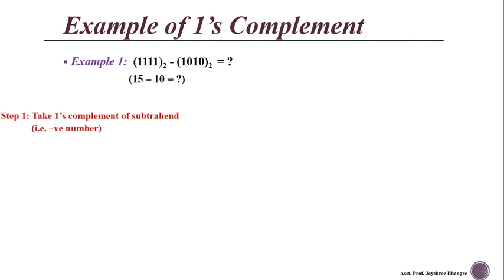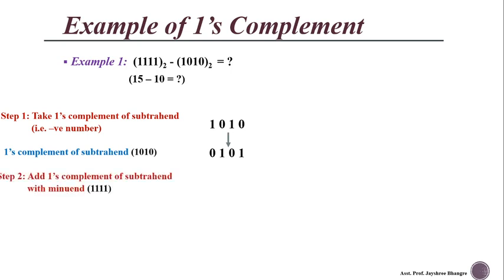So first step is to take the one's complement of the subtrahend, that is the negative number, which is 1010. Its one's complement is 0101. So we get the one's complement. Then the next step is to add this complement to the minuend, that is 1111. So let's add the minuend with the one's complement of the subtrahend, and we get the result, that is 10100. Here this 1 indicates that the final carry is generated from the MSB.